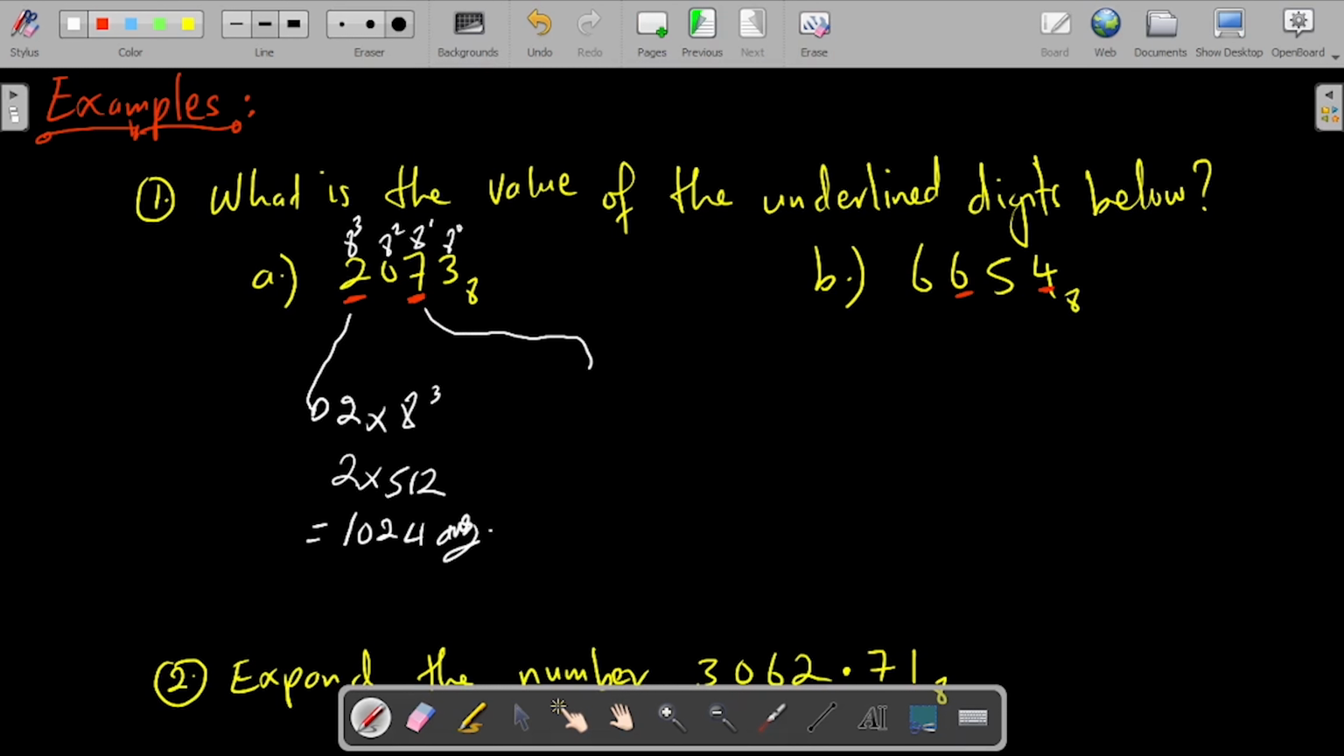1024. Then the total value of the 7, right, would be 7 times 8 to the power of 1, which is the same as 7 times 8, giving us 56. Okay, that's the total value of the 7 here, 56.